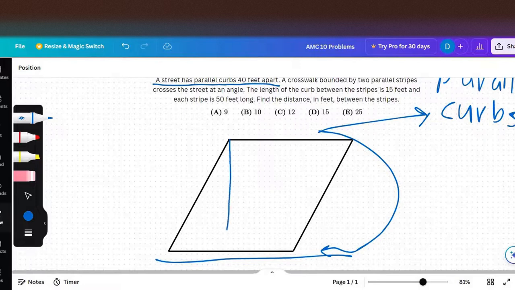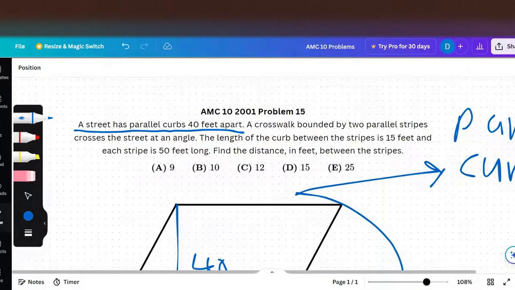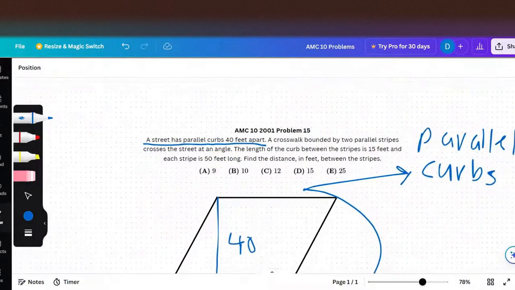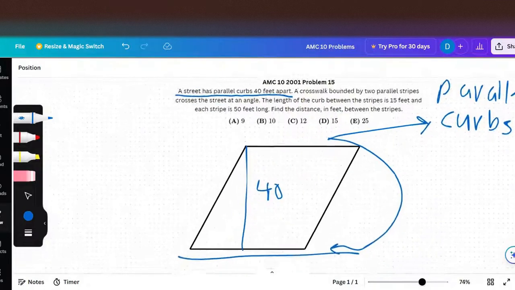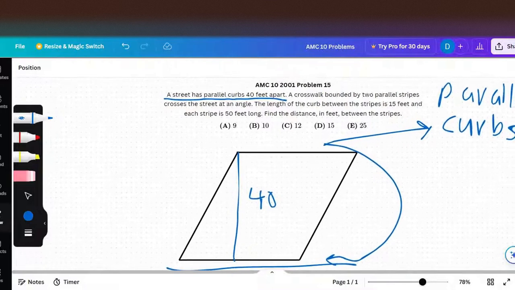In this parallelogram, we can draw an altitude, and since they're 40 feet apart, we just write it as 40. Before we go further, we see that feet does not change within the problem. So the unit does not change, and we can just write 40 because we automatically know that is feet. So we finished the first sentence.